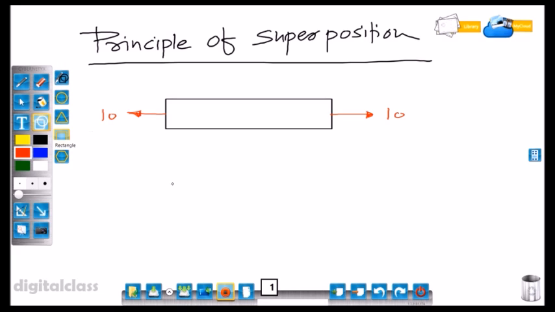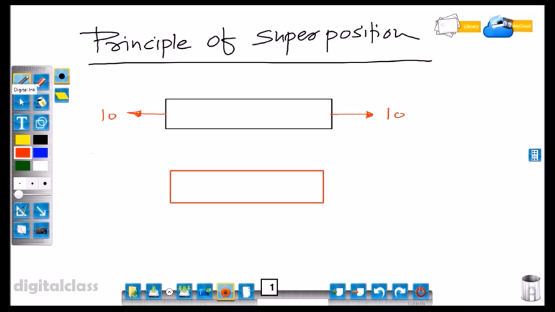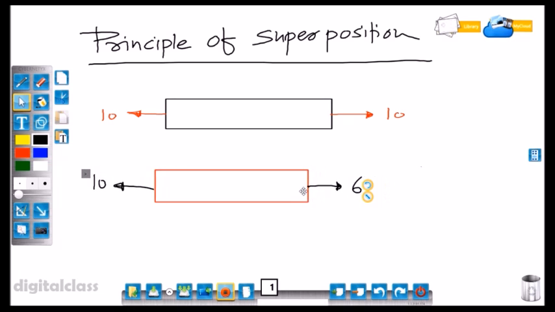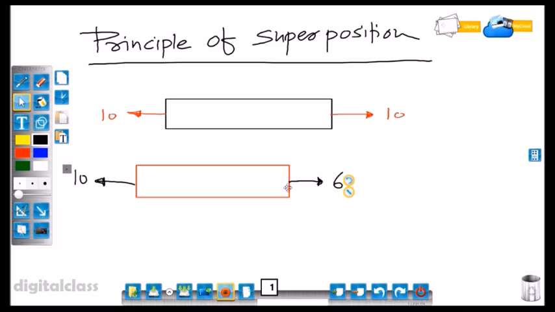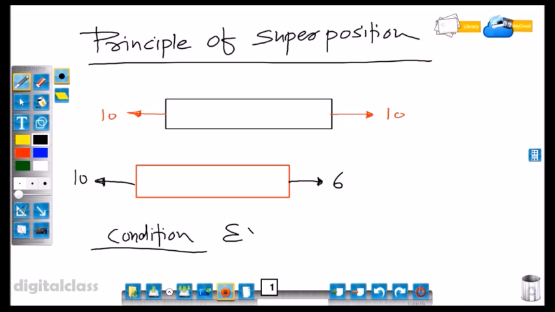Okay, take another example. This is body and 10 kilonewton force is applied on the left side of the body and 6 kilonewton force is applied on the right side of the body. What will happen? Body will move in the direction of maximum force, that is 10 kilonewton force. So there must be equilibrium, that is, condition is that summation of forces along the x direction must be 0, and summation of forces along the y direction must be 0 for equilibrium of forces.